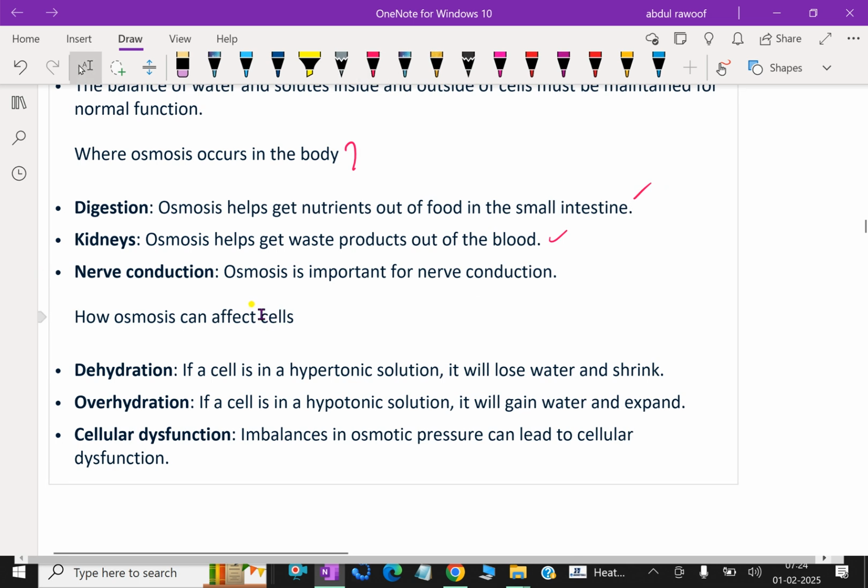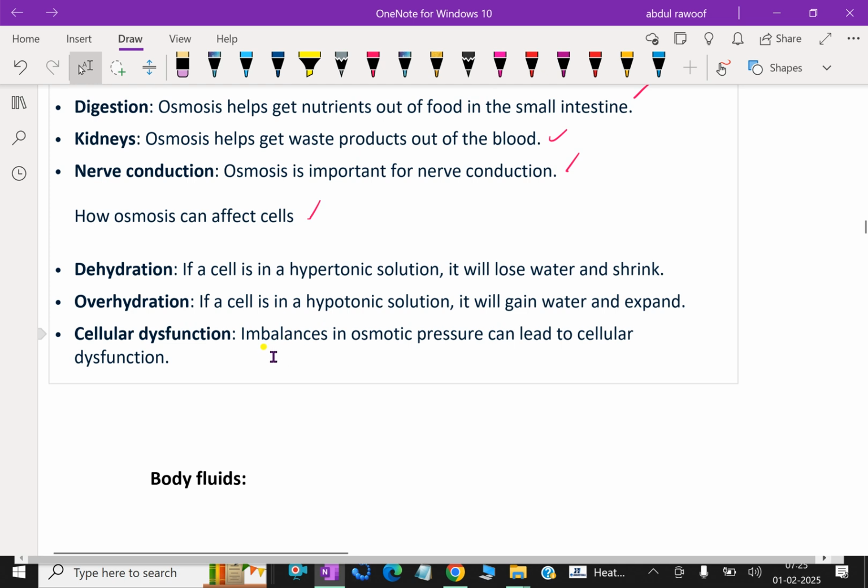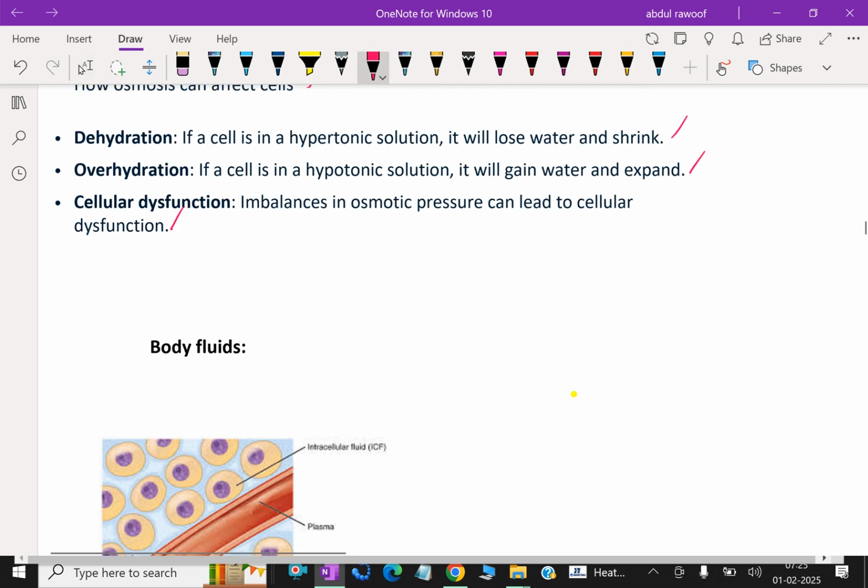Nerve conduction: osmosis is important for nerve conduction. How osmosis can affect cells. Dehydration: if a cell is in a hypertonic solution, it will lose water and shrink. Overhydration: if a cell is in a hypotonic solution, it will gain water and expand. Cellular dysfunction: imbalance in osmotic pressure can lead to cellular dysfunction.